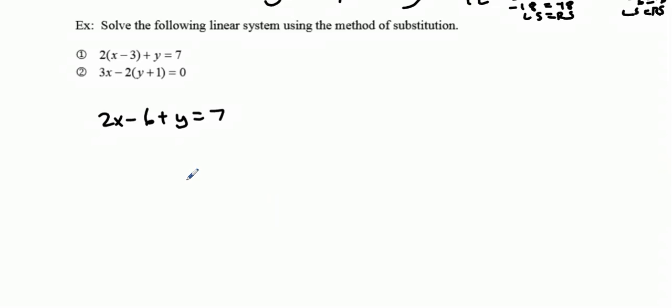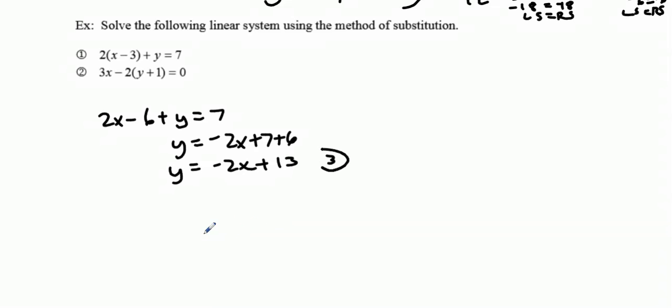So let's go ahead and keep going here and say this is going to be y equals negative 2x plus 7 plus 6. So y equals negative 2x plus 13. Okay, I'm going to call that 3. And that one's already isolated for a variable, so that's awesome. The next one, 3x minus 2 times y plus 1 equals 0.